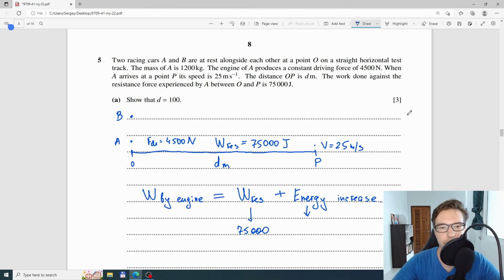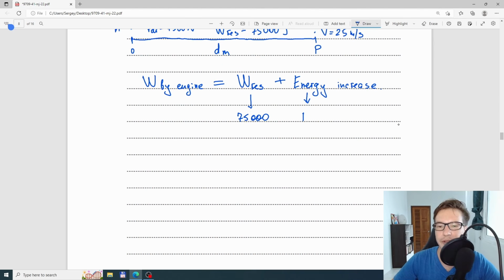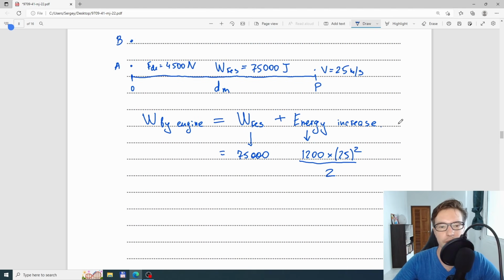Do we know the mass of the car? Yes, I forgot to write it down. It's 1,200 kilograms. 1,200 times 25 squared over 2. Now, what about the work done by the engine? Technically, the driving force is doing the work, and that's what we mean by work done by the engine. It is work done by the driving force.